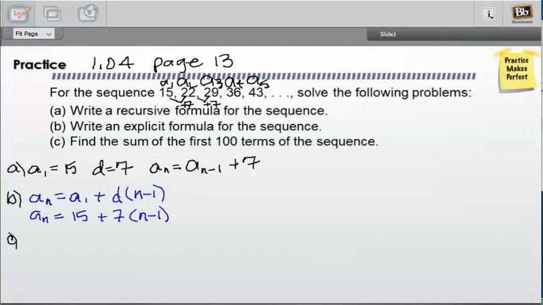So for part C, the formula to find any partial sum for a sequence, it has to be an arithmetic sequence, okay? This formula will find the sum, or partial sum, for any arithmetic sequence. That's going to be S sub n divided by 2, and then in parentheses here, I'm going to have the first term added to the explicit formula.